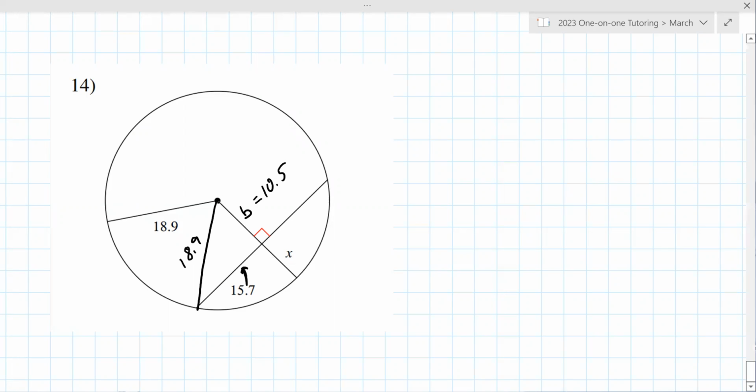What is the whole B plus X? What's this whole thing? 21. It's a radius. Oh, okay. Right? So the whole thing is 18.9. And so if you subtract, 8.4. Yes. Okay, got it.